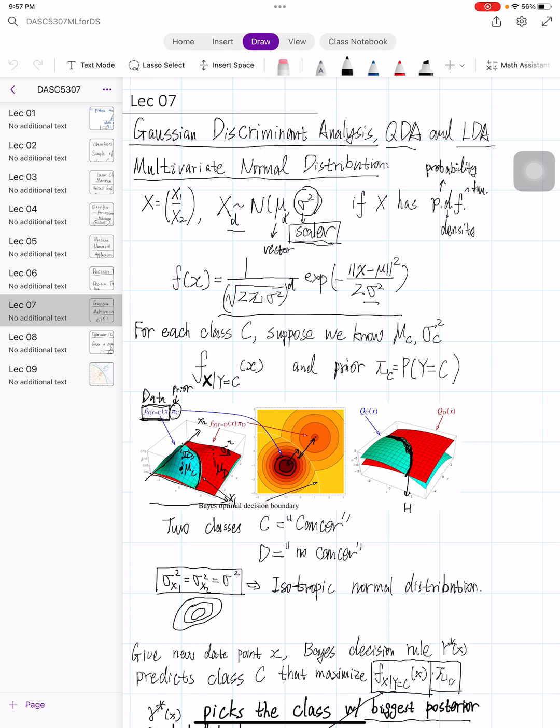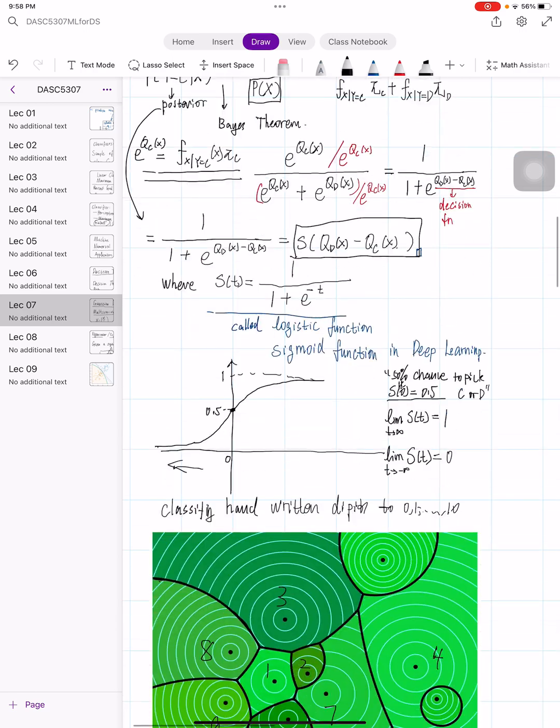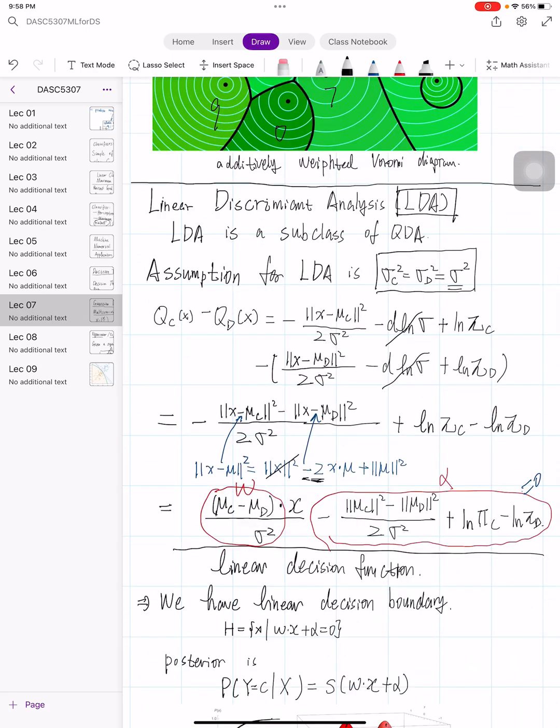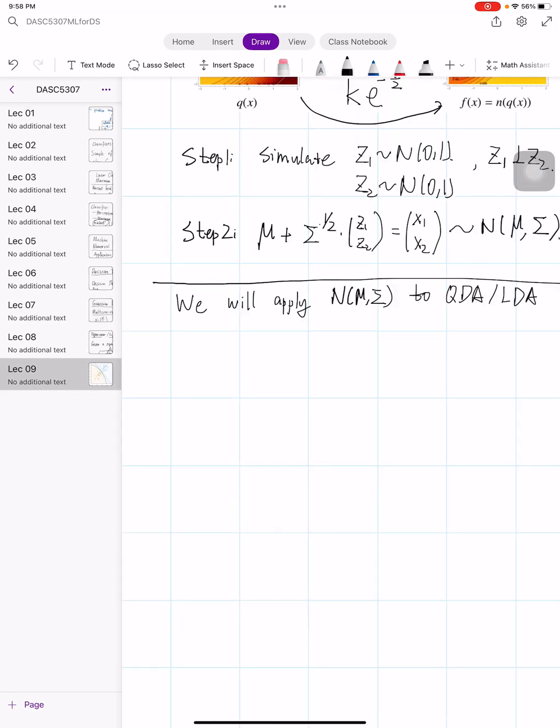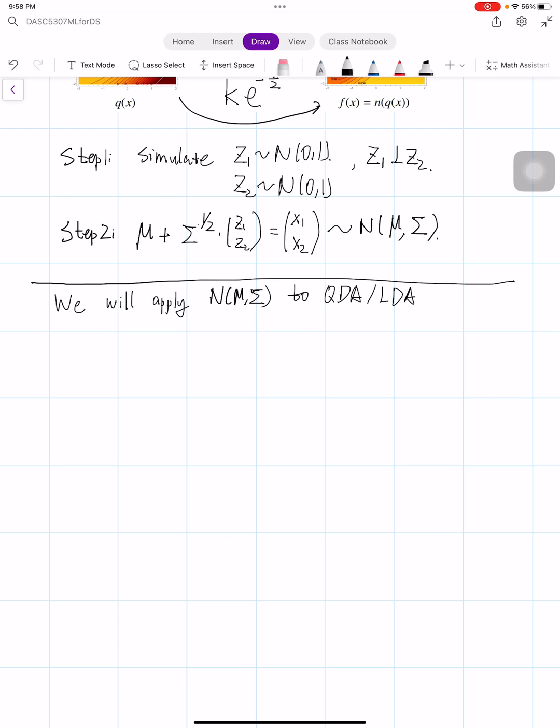Recall in the last two lectures, in lecture 7 we introduced a very special case. In this case, we assume all the random variables follow the same scalar variance sigma square for the quadratic discriminant analysis. And for the linear discriminant analysis, we further assume each class also shares the same scalar variance. But in today's lecture, we're gonna introduce the most general format of the quadratic discriminant analysis with a very general covariance sigma square. So this is a matrix, not a sigma square scalar.